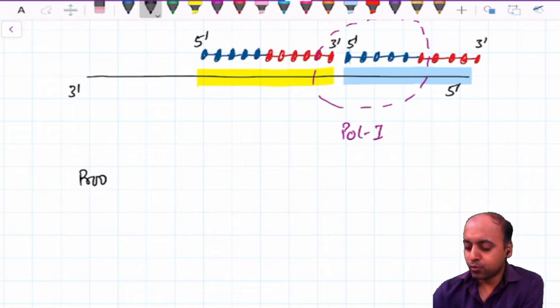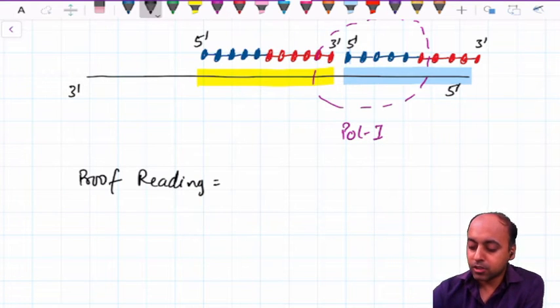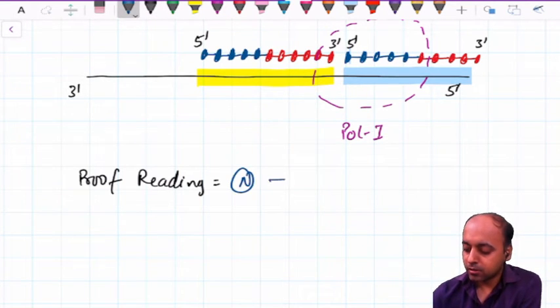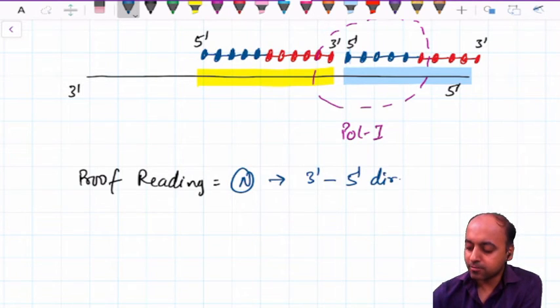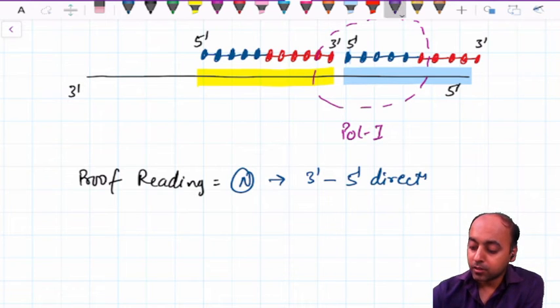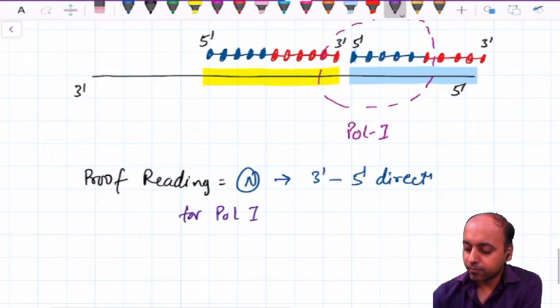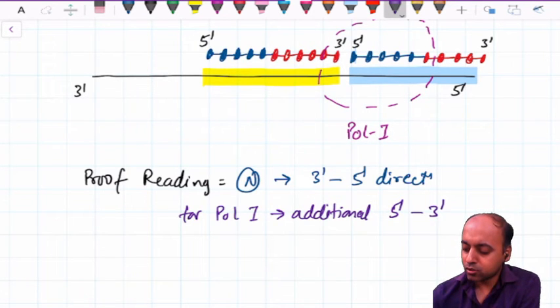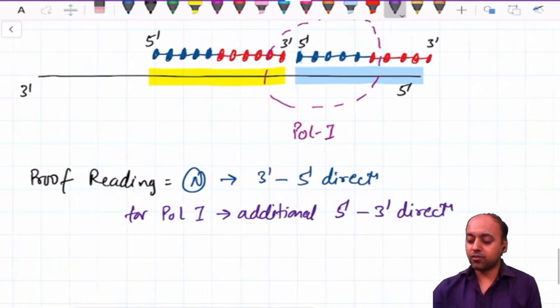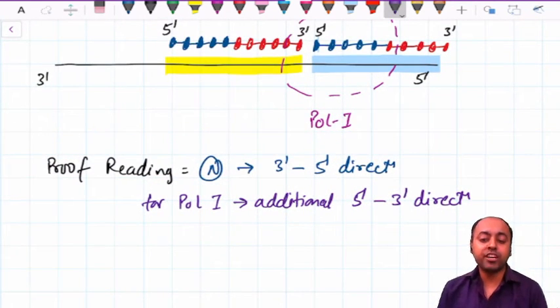The proofreading function normally is in the 3' to 5' direction, but for polymerase 1 we have an additional 5' to 3' proofreading function. We have an additional 5' to 3' proofreading function.